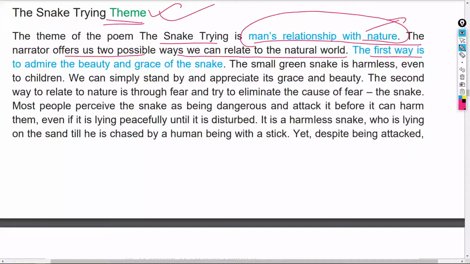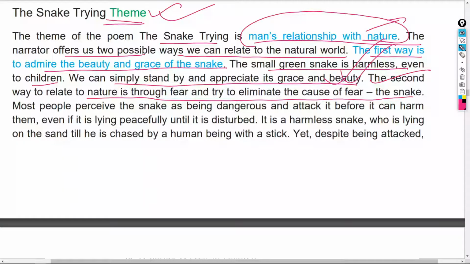The first way is to admire the beauty and the grace of the snake. The small green snake is harmless, even to the children who can simply stand by and appreciate its grace and beauty. एक तो वाकई you are the lover of beauty, you are observing the beauty and you are observing as an objective observer. The second is to relate to nature through fear and try to eliminate the cause of fear, the snake.